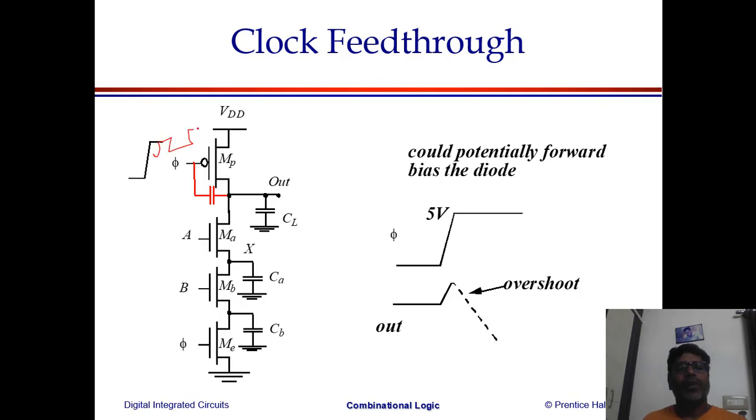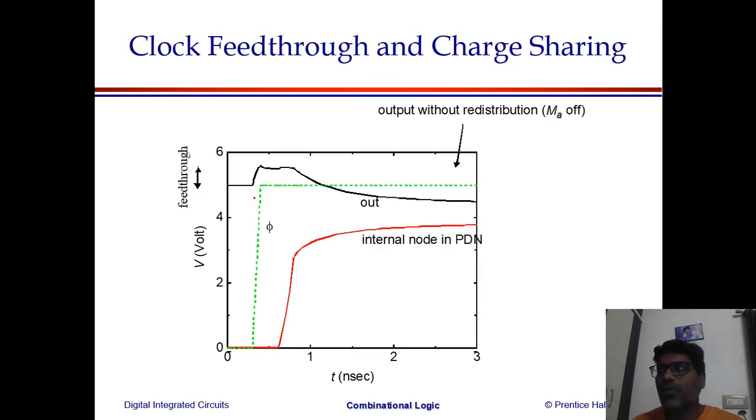And one more problem is clock feedthrough. Whenever the clock makes a quick change at your output, there exists a capacitance between gate and drain. Then this capacitance charges and discharges. This will also create a problem, or charge sharing with respect to this CL will also take place. All this problem comes with dynamic logic for the simple reason that in dynamic we are trying to store the charges at the output.